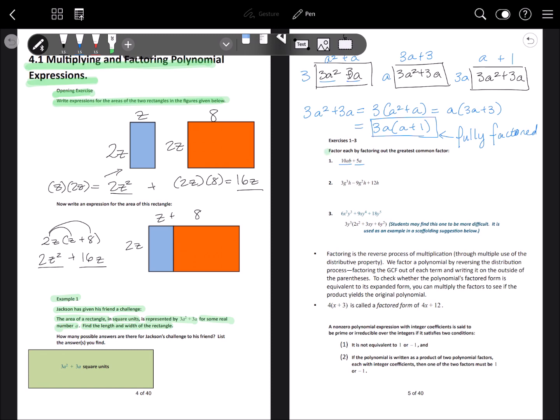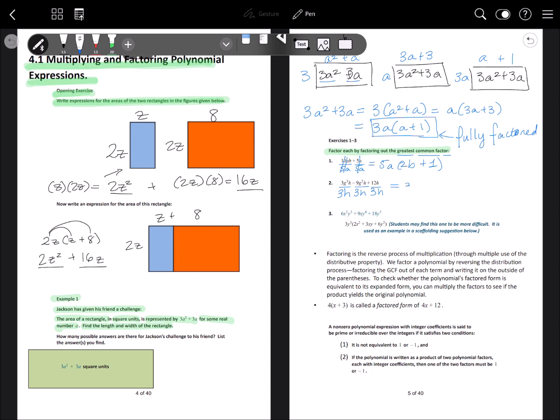Let's use this idea to write some of the problems below as multiplication problems. If I look at number 1, 10ab plus 5a, well, what do both terms have in common? They both have an a. Both 10 and 5 are divisible by 5. So if I take out that 5 and that a, I can say that it's the same as 5a times, well, 10 divided by 5 is 2. A divided by a is 1, so that leaves 2b, plus 5a divided by 5a is 1. It's key to notice that that second term doesn't vanish, but rather once something is divided by itself, it becomes 1.